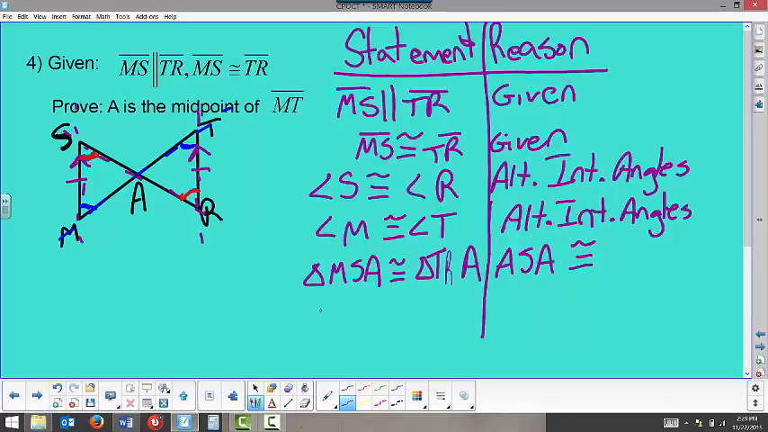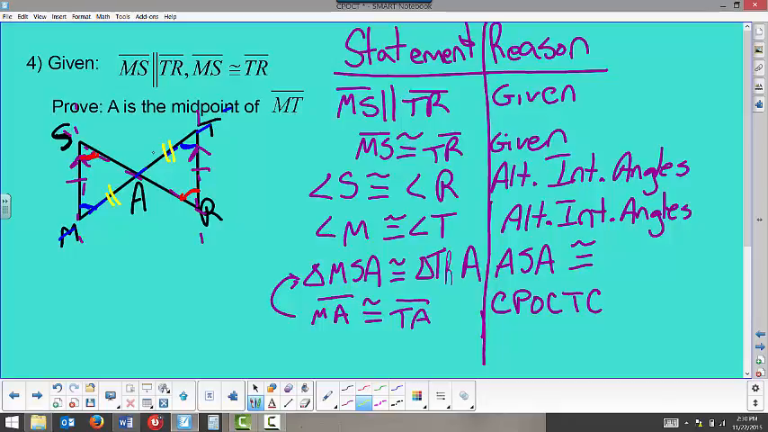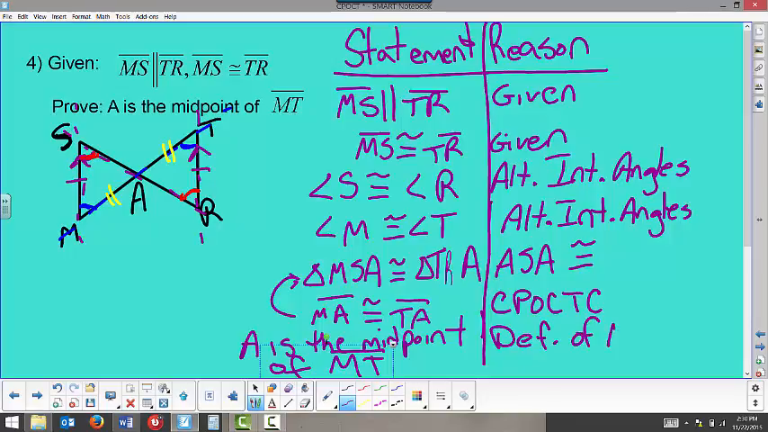Then I can say, okay, well that means that segment MA is congruent to segment TA. And the reason for that is because these segments are parts of congruent triangles. So corresponding parts of congruent triangles are congruent. And then when I've just shown that this is congruent to that, then I can go ahead and say that A is the midpoint of MT. And how do I know that? Well, that's the definition of a midpoint. So I would say definition of midpoint. And there we go, that's your proof.